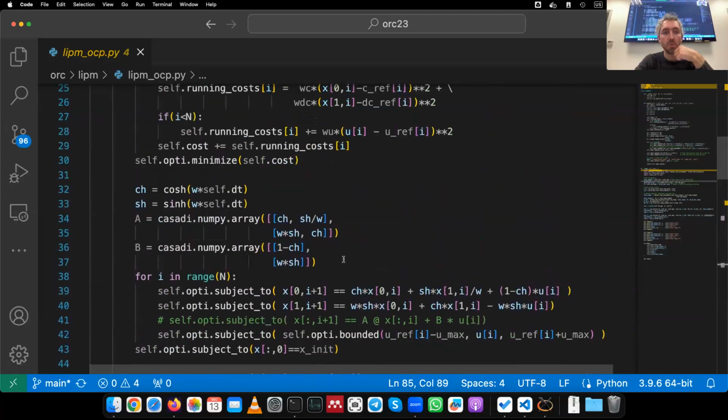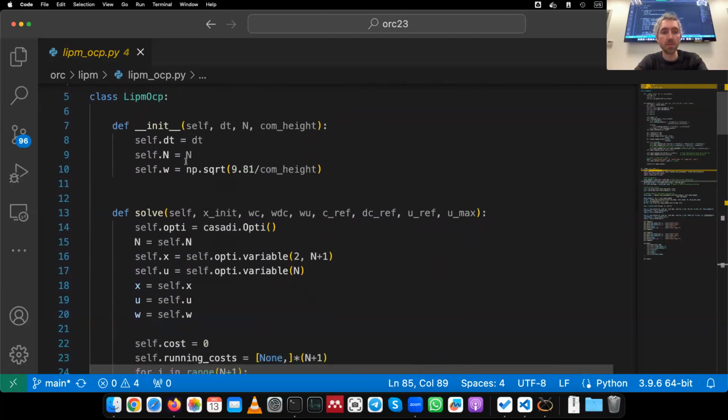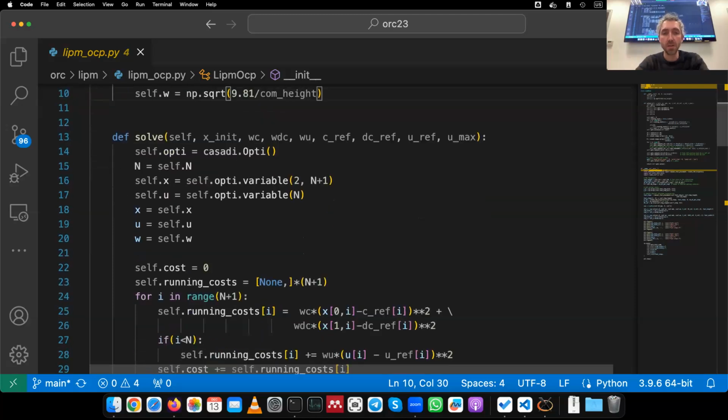So we can now move to the class LIPM OCP, which is defined above. So we can see that in the constructor, we do almost nothing except for computing omega. Omega is that constant that we already introduced when introducing the LIPM dynamics, which is the square root of the gravity divided by the height of the center of mass. So this is going to be used for computing the LIPM dynamics.